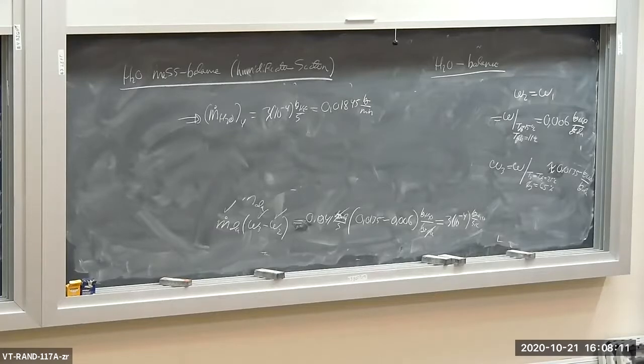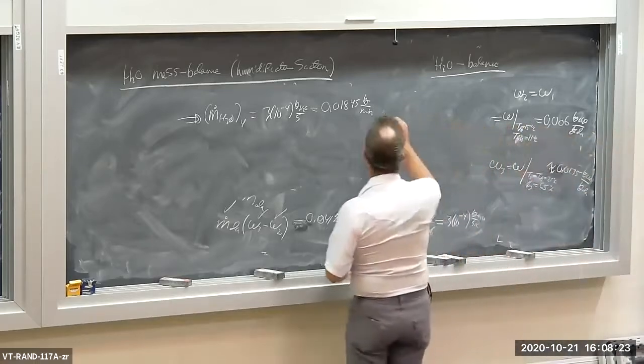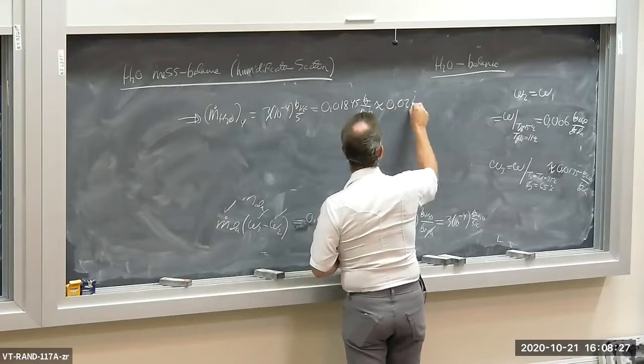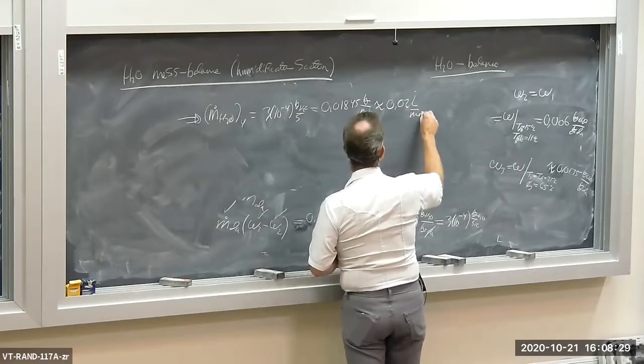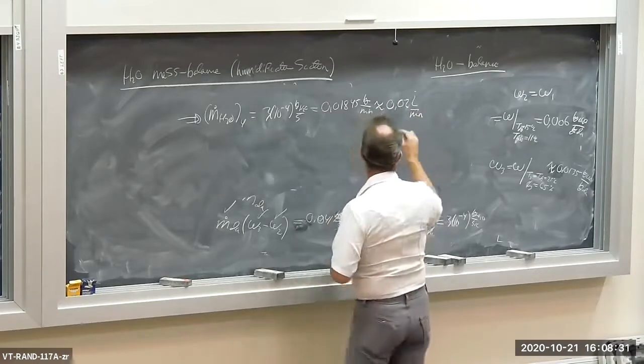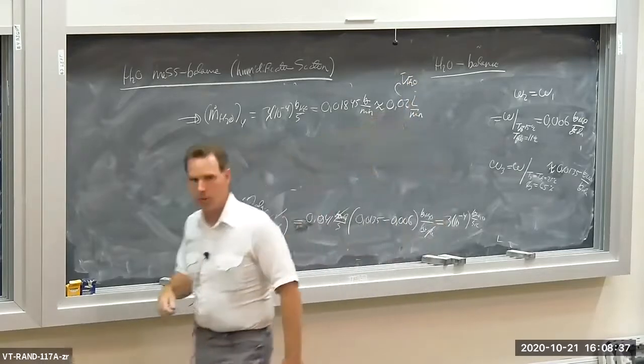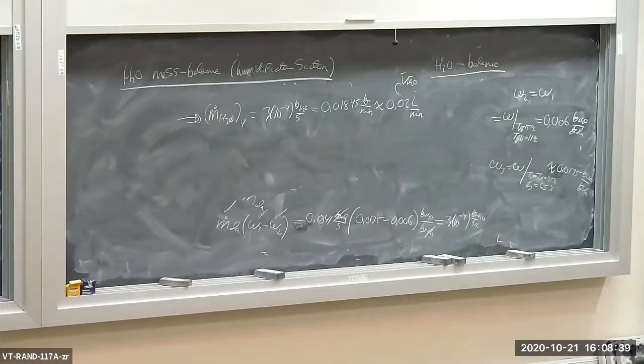So this is about 2/100ths of a liter per minute. So it's approximately 0.02 liters per minute in terms of volume flow rate. That's V dot H2O. Okay, it's not a mass flow rate, it's a V dot.